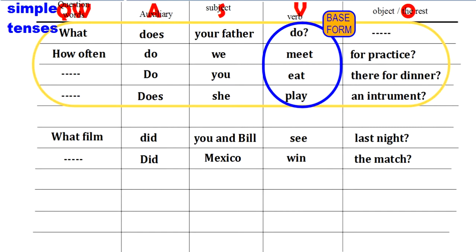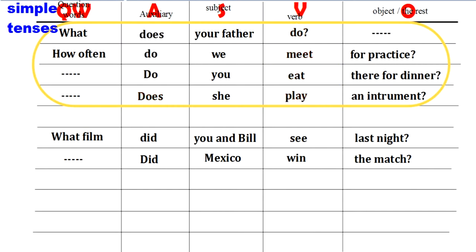So a very common mistake that your students might make is they'll do this. What your father does. Or in the 4th one, does she plays, forgetting that that verb needs to be in the base form. Also, they will forget to use the auxiliary altogether, like in the second example, or they don't move it in the right position. So these are some very common mistakes.